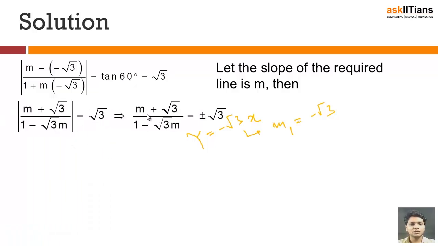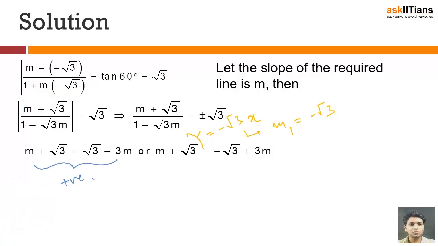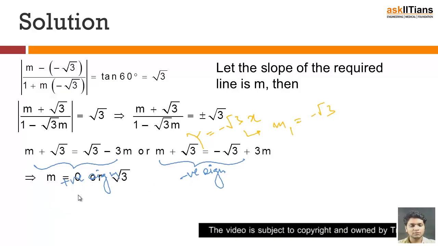If we open this up, there will be two equations that we get: m plus root 3 equal to root 3 minus 3m. This is the equation that we get when we open this up with the positive sign, and m plus root 3 equals minus root 3 plus 3m is the equation for m that we get when we open this up with the negative sign. So we'll get the two values of m, that is 0 and root 3.